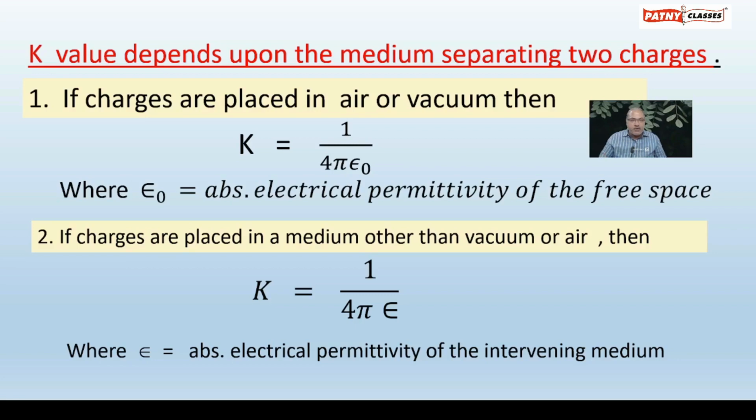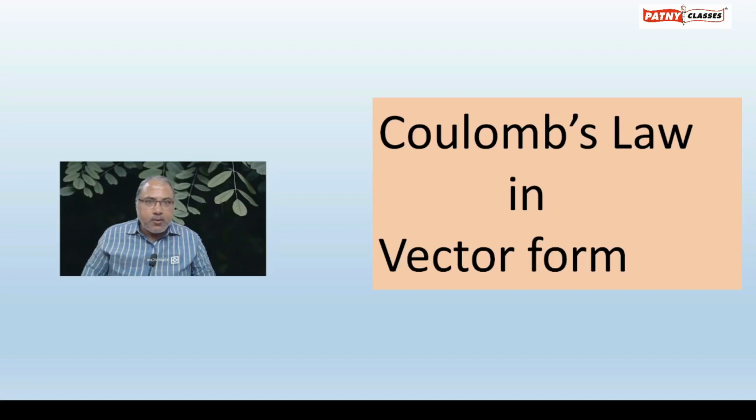Intervening medium means the medium which is present between the two charges. The medium which is separating the two charges is nothing but the intervening medium. So if the charges are placed in a medium other than air or vacuum, then K equals 1 upon 4 pi epsilon. Now let us talk about Coulomb's law in vector form.